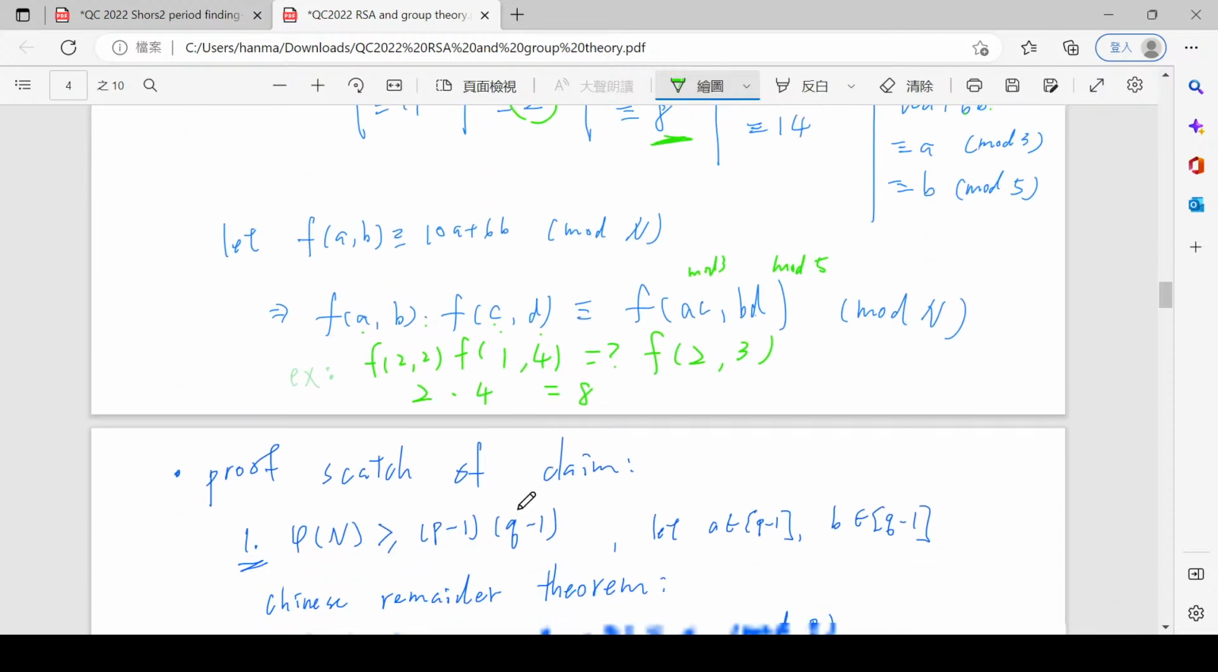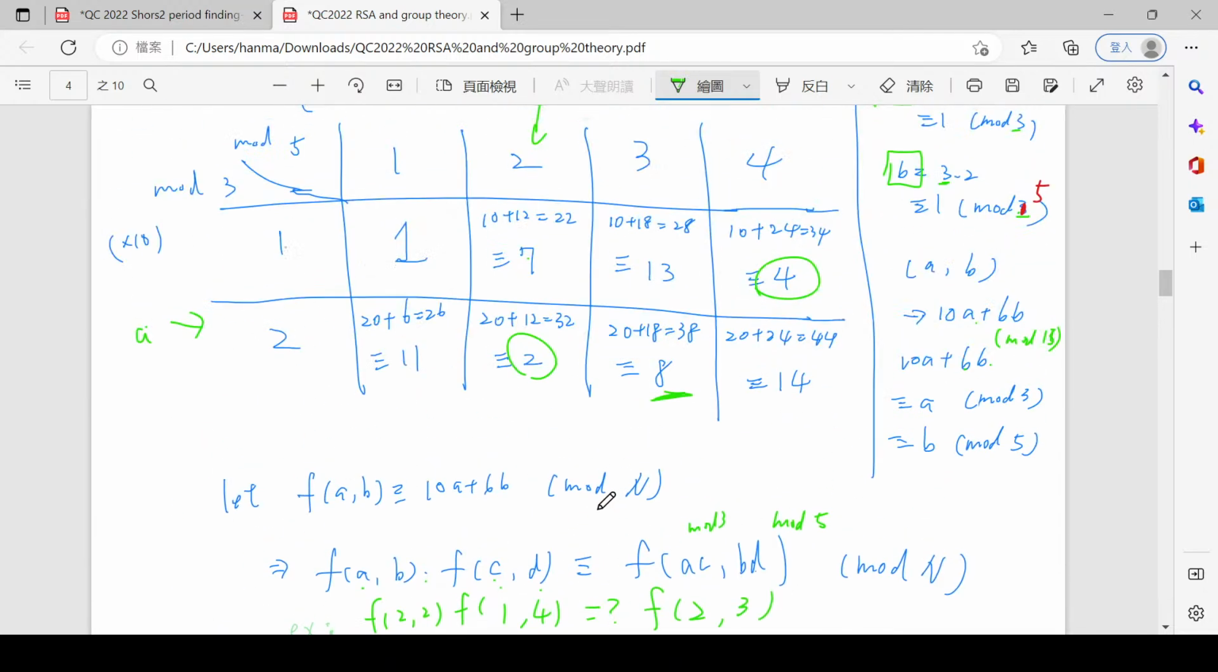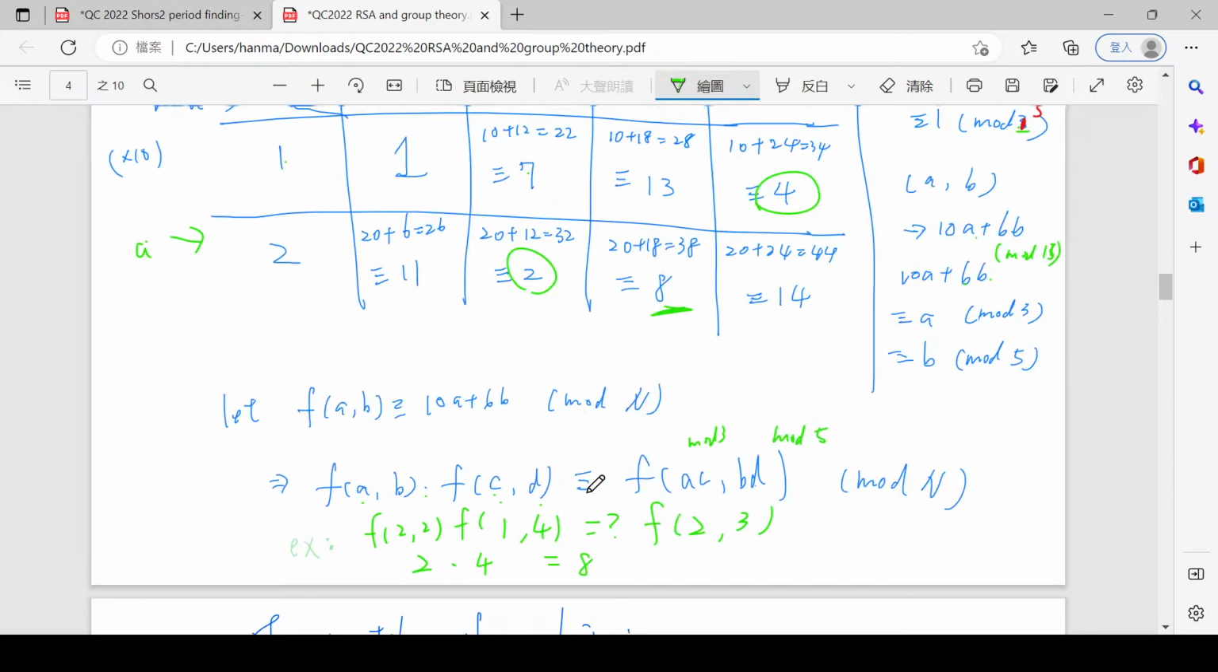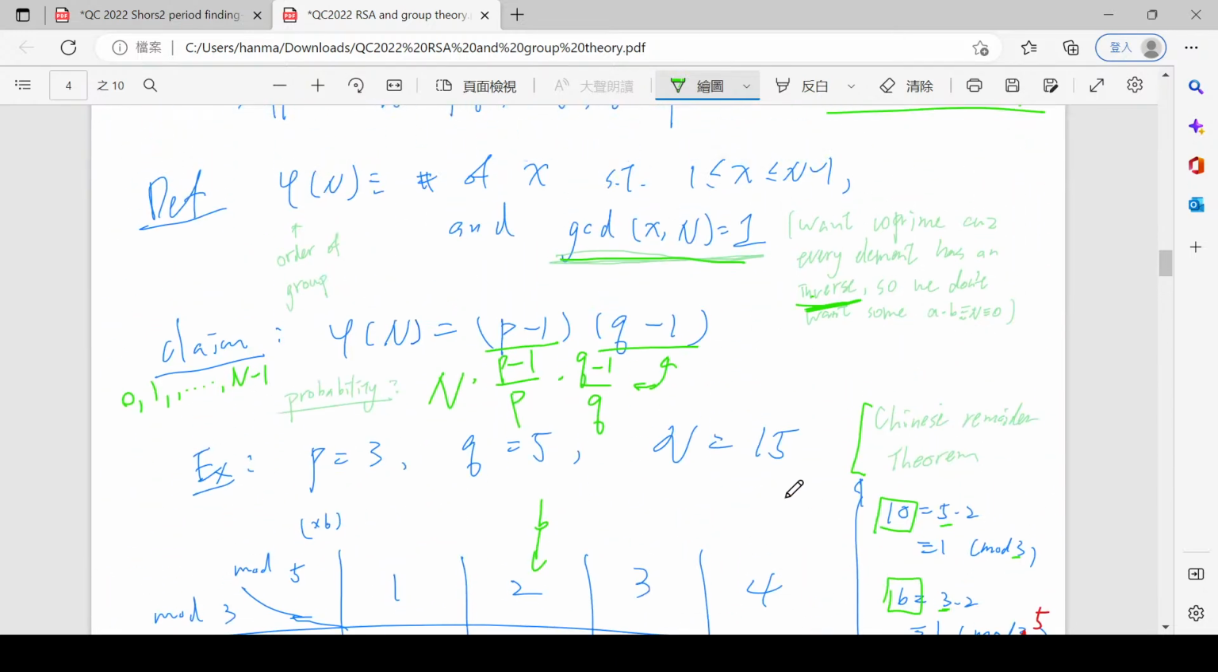Okay, I guess we keep going. So that's some digression, but let's go back to actually prove this claim. And so why is this true? We kind of see it, but let's put it more rigorously.